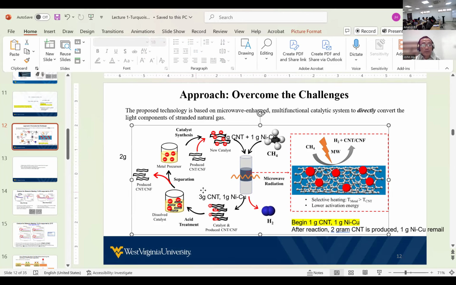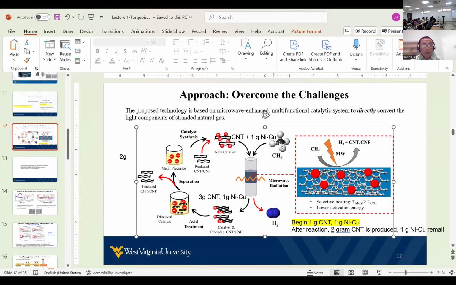Make sense? So basically, I begin with 1 gram CNT and 1 gram nickel copper, and then go into the reactor and react with the methane. So methane turned into the CNT. I produce an additional 2 gram CNT, but the 1 gram nickel copper is still in there. All right. So at this point, I have a mixture of 3 gram CNT and 1 gram of nickel copper. And then keep in mind, I need to separate.